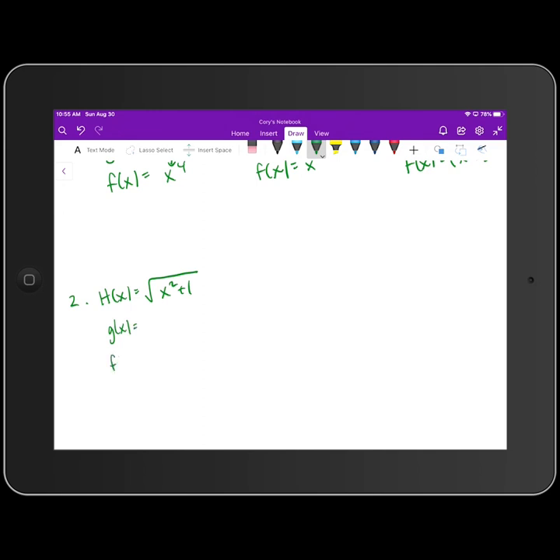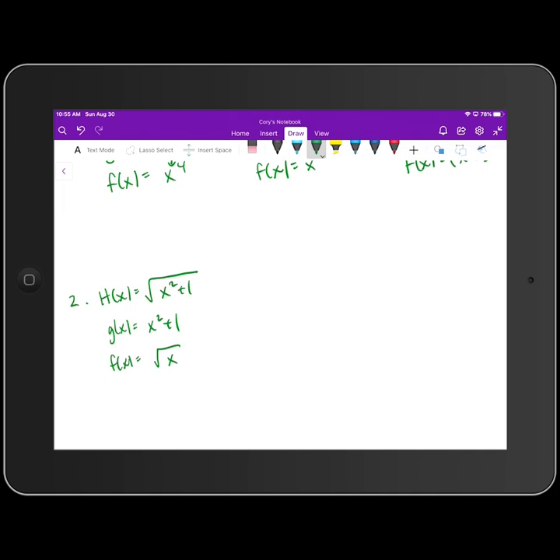So again, if we want our functions f and g, the best, most straightforward way to do this is your inner function g of x is going to be x squared plus 1. And then your function f of x is going to be the square root of x. And again, when you get to calculus, that's going to be the best way for you to interpret this.